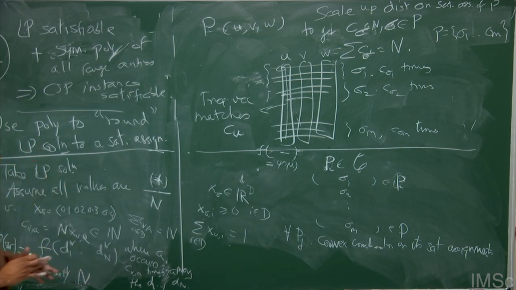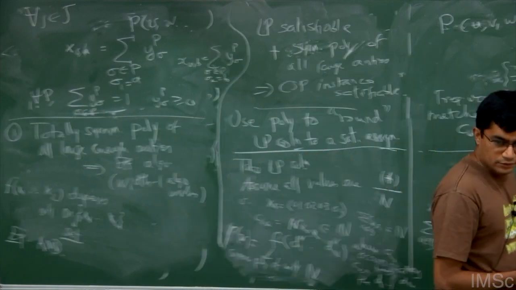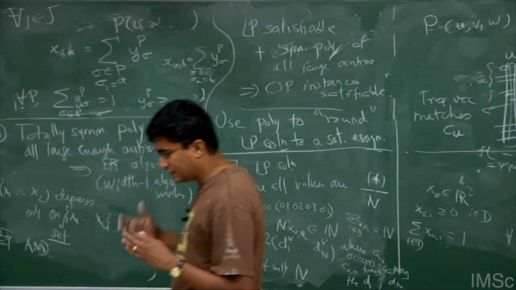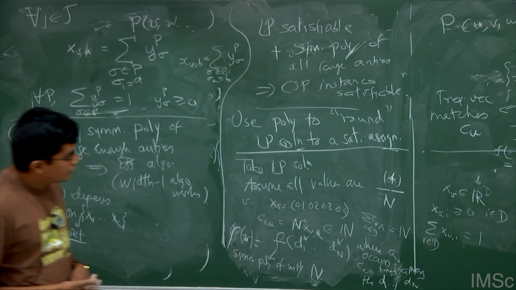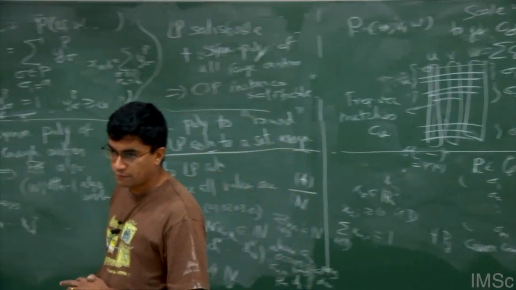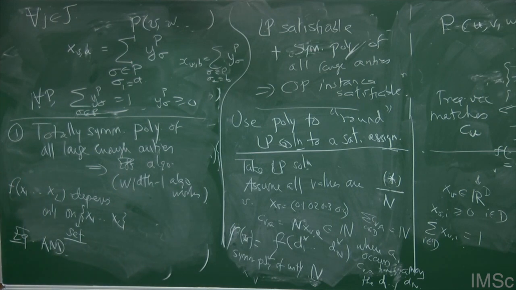So that shows that this rounding algorithm is a correct rounding. So just write down the basic LP, which says test for satisfiability in the language of distributions. And if you have a symmetric polymorphism of big enough arity, then you're in good shape. But it's important that it's for all large enough arities.